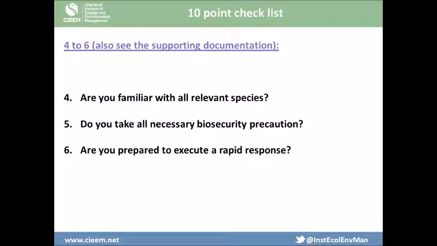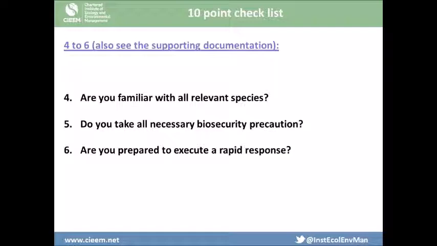Equally, biosecurity precautions can be a bit tedious, can be a bit irksome, but it's really important. So try a bit harder, do a bit of better planning, and sensible approaches can make a huge difference.